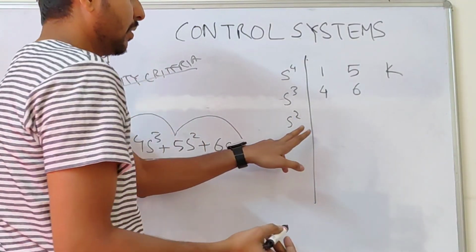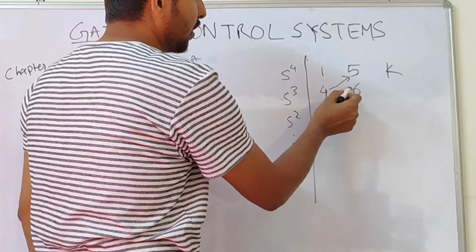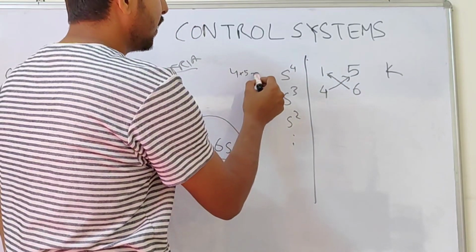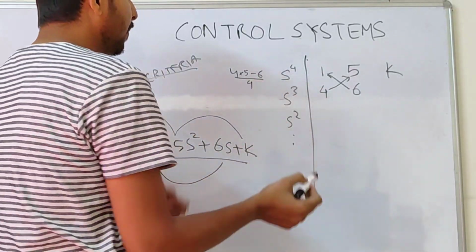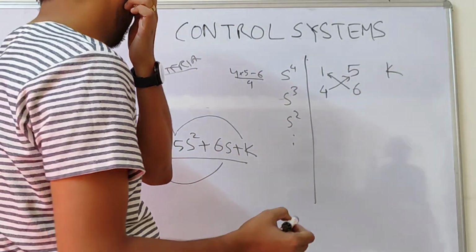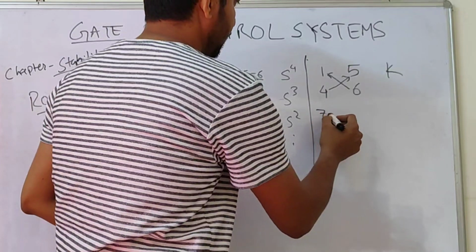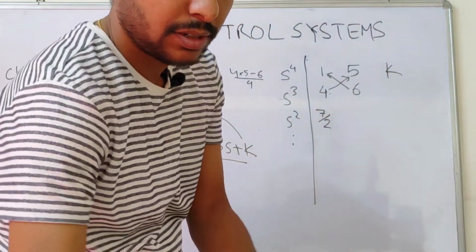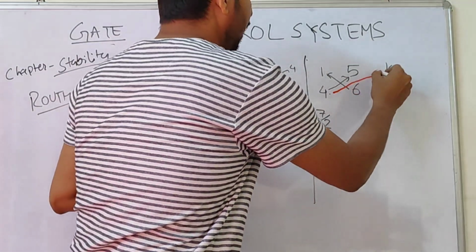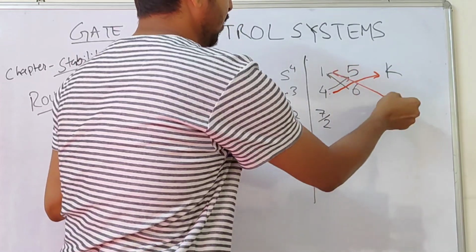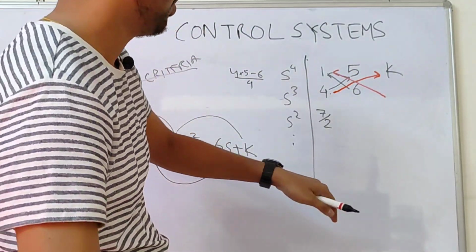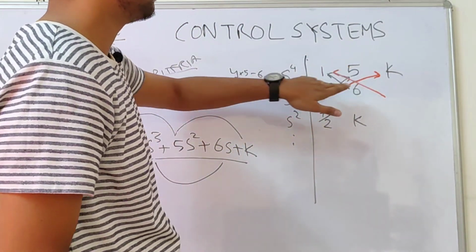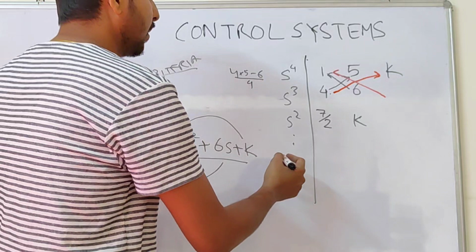Now how to find s square? To do this, what we do is multiply this by this and then minus this, divided by this. So it will be 4 into 5 minus 6, divided by 4. Okay, so this is 20 minus 6, which is 14 by 4, which is 7 by 2. Similarly, to find the coefficient here, you will have to do 4 into k, this into this, divided by this. There is no such term here, so basically you have to assume 0. So ultimately this will turn out to be k only.